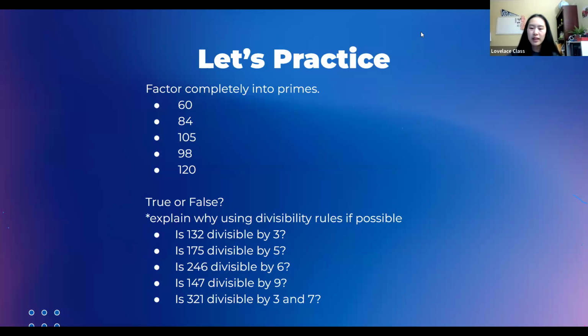Valerie, you're muted, by the way. 246 is divisible by 6 because 24 divided by 6 equals 4, and then 6 divided by 6 equals 1. So then you get 41. Okay, good. So all the true or false questions are answered. Now we only have 105 and 120.